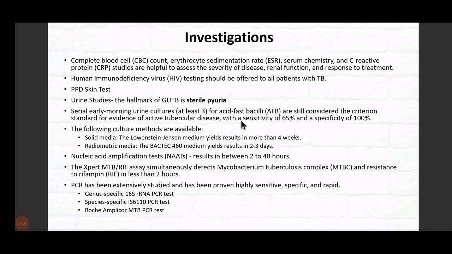Then you can get, since renal tuberculosis is not common, the immunodeficiency state should always be checked up. Mantoux test can be done. Urine studies, like I've already told you, the hallmark is a sterile pyuria. And then how to pick up this bacilli?